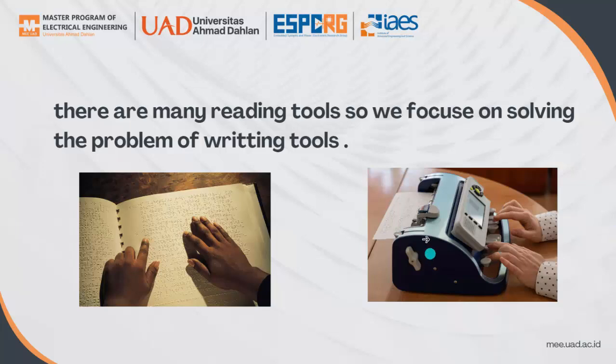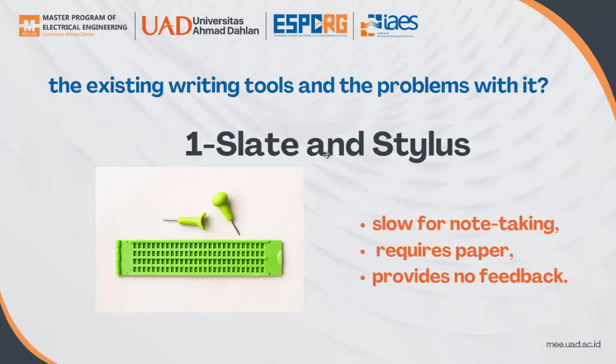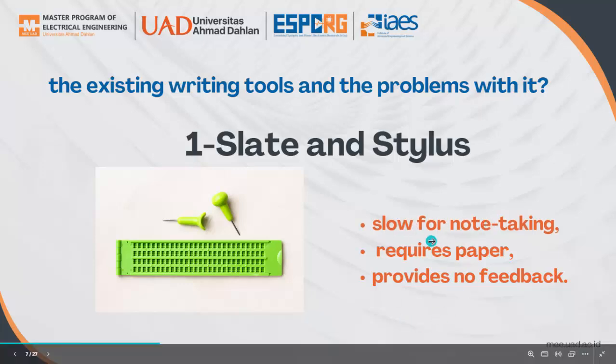We need to solve this problem, the existing writing tools and the problems with them. The first tool blind people use is called Slate and Stylus. This tool is very slow for note taking. Also, it requires a special paper. You have to buy a special paper for Braille to write on it. It does not provide any feedback. It's cheap, but has a lot of problems.